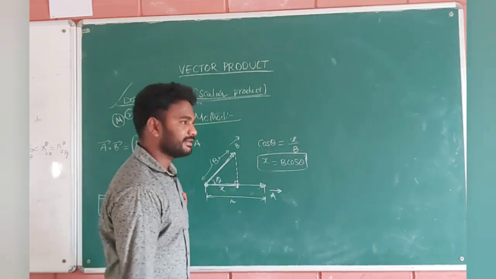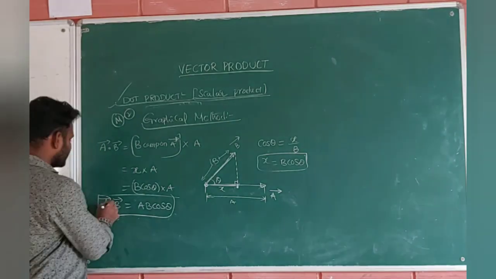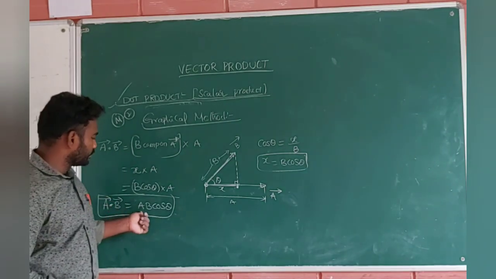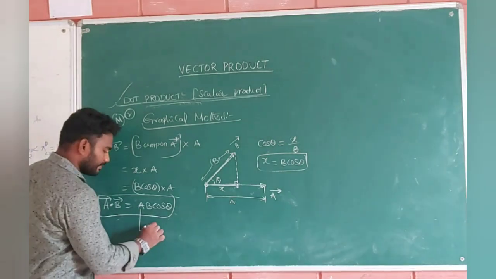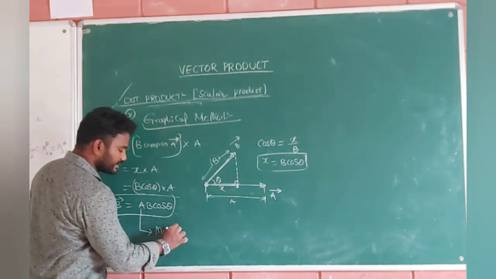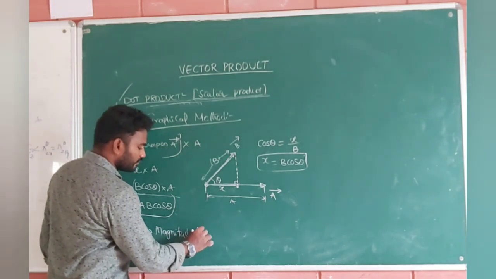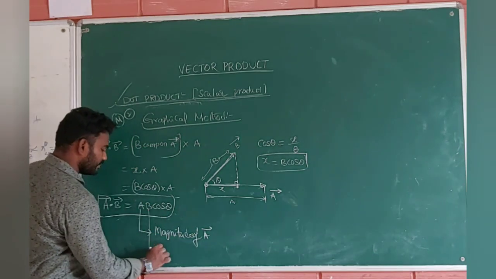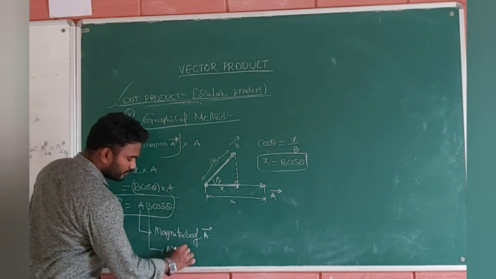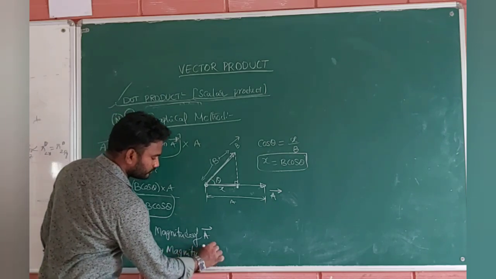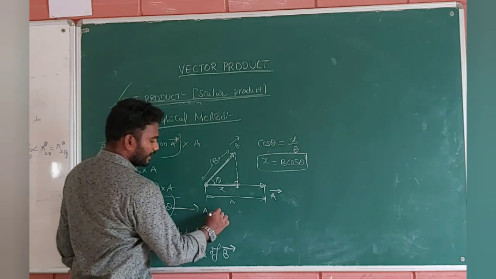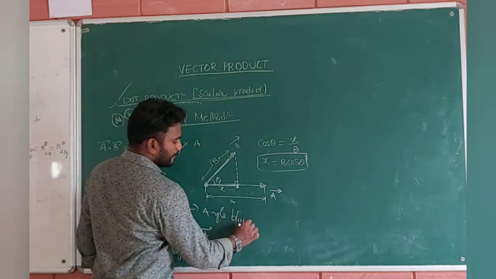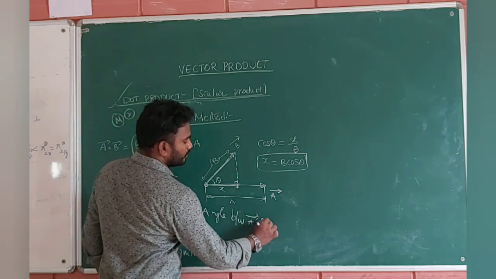It is very crystal clear for you is the second method, that is a bar dot b bar is equal to ab cos theta. Do you know what is a here, guys? Magnitude of a bar. Write down, guys, it is important. What is b here? Magnitude of b bar. What is theta here? Angle between a bar and b bar.